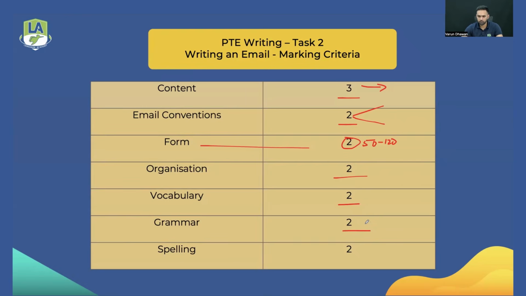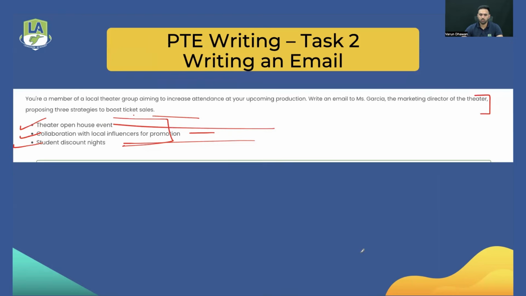1 grammar mistake, 1 by 2. More than 1 mistake, 0. And same thing for spelling. No spelling mistake, 2 by 2. 1 spelling mistake, 1 by 2. More than 1, 0. So this is a sample email topic.